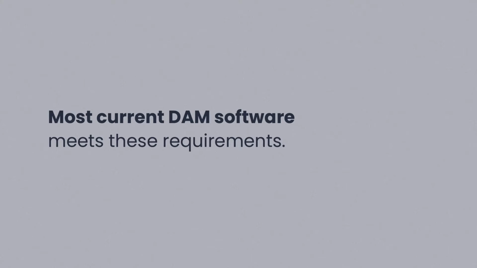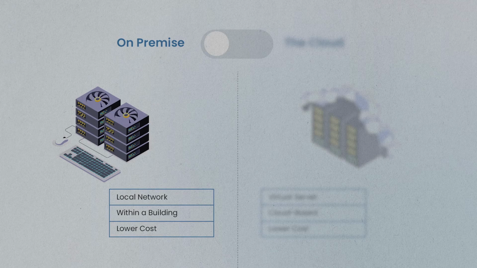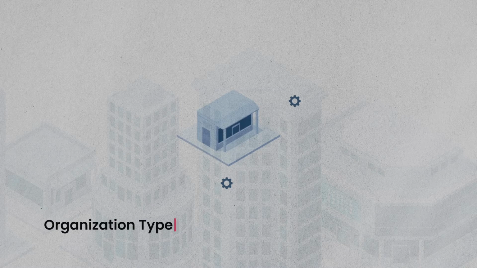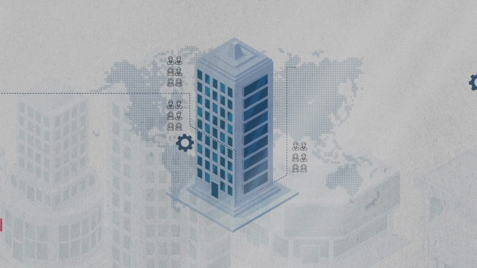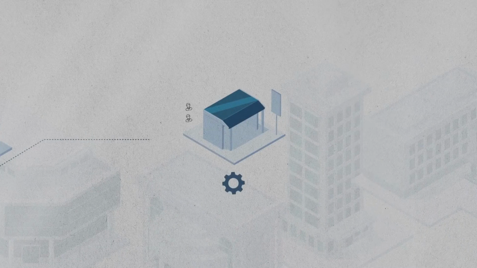Yet there are very different types of DAM, and different perspectives can help determine the right type of DAM for a given organization. One perspective is where it is hosted. On-premise DAMs will reside on a local network within a building, while cloud-based DAMs live on virtual servers in a cloud infrastructure. Another perspective is organization type. A two-person design team will have very different needs than a global, large-scale enterprise. A life sciences organization will have very different needs than an ad agency.